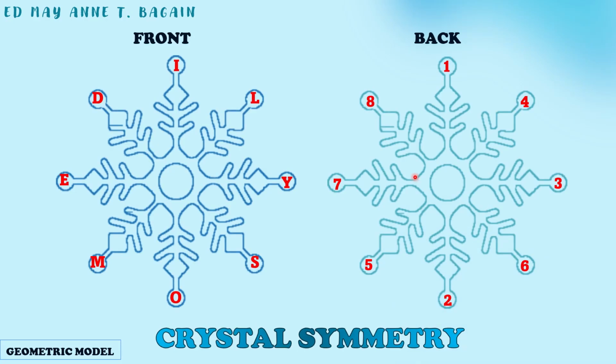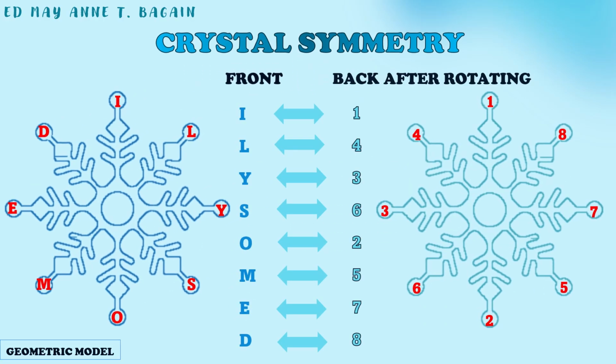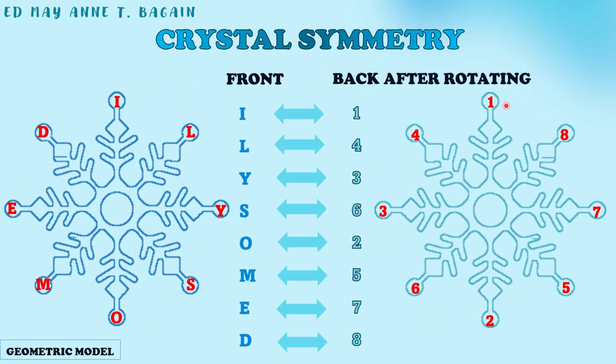For my crystal symmetry, we have I L Y S O M E D on the front and 1 4 3 6 2 5 on the back. If we rotate that, after rotating the back we have 1 8 7 5 2 6 3. So I is symmetric to 1, L is symmetric to 4, Y is symmetric to 3, S is symmetric to 6, O is symmetric to 2, M is symmetric to 5, E is symmetric to 7, and D is symmetric to 8.